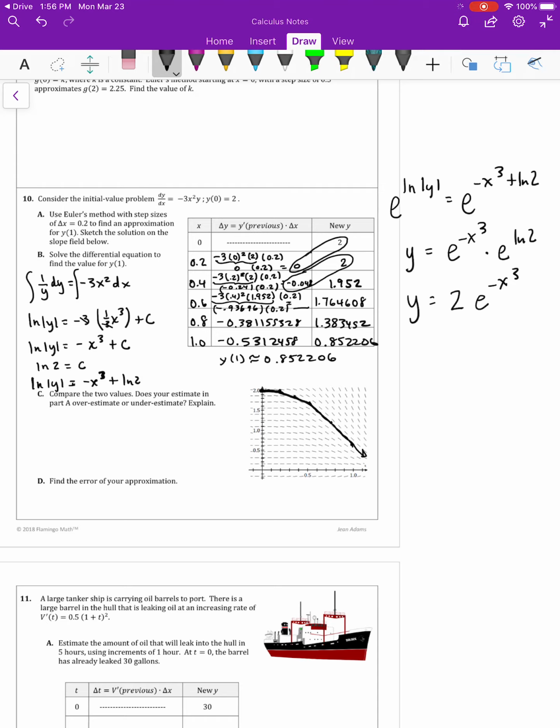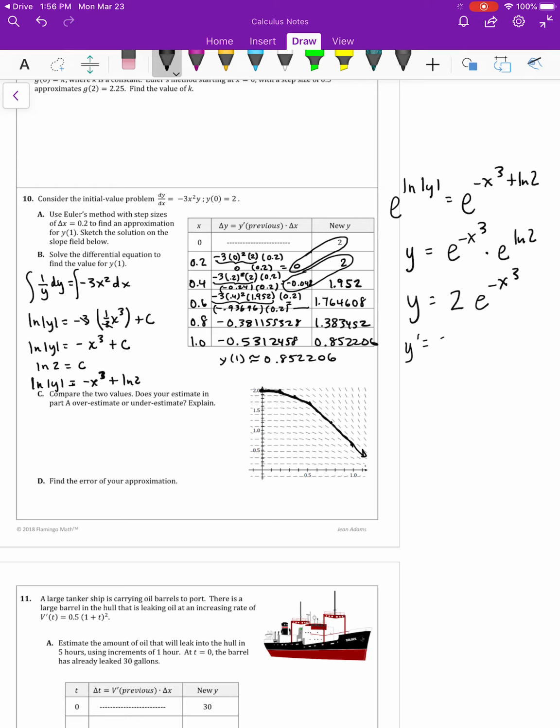And so then when it says compare the two values, does your estimate in part A overestimate or underestimate, explain, you would have to be thinking about whether it's concave up or concave down. And you can see that your approximation using Euler's method is concave down, but to get actually the proof, you would have to take the second derivative and find those critical points.